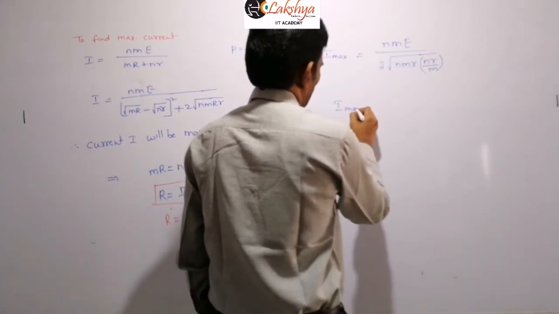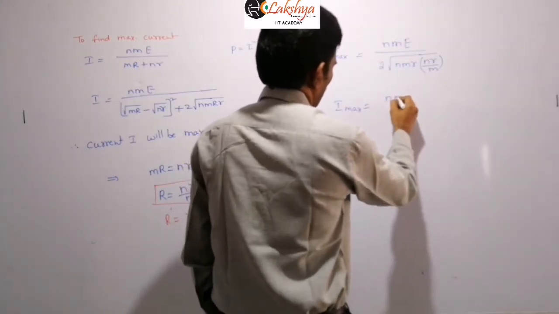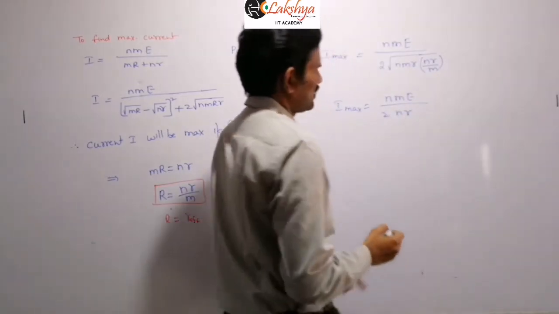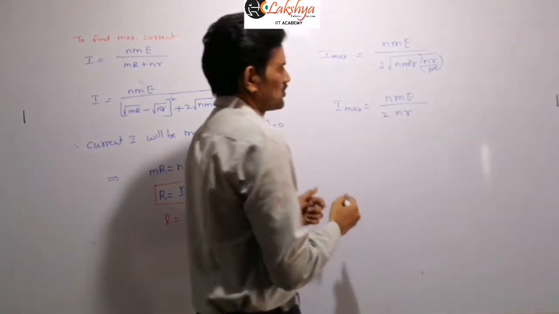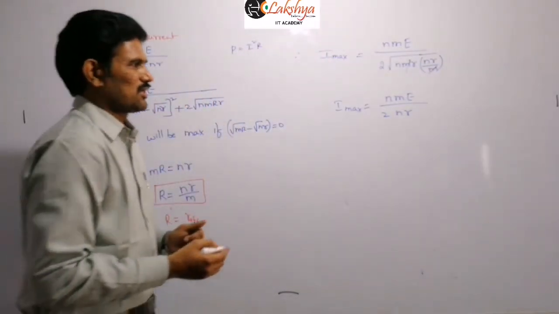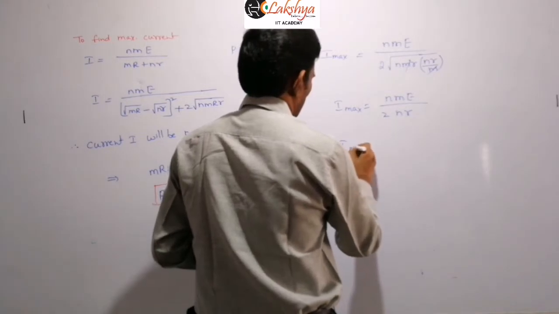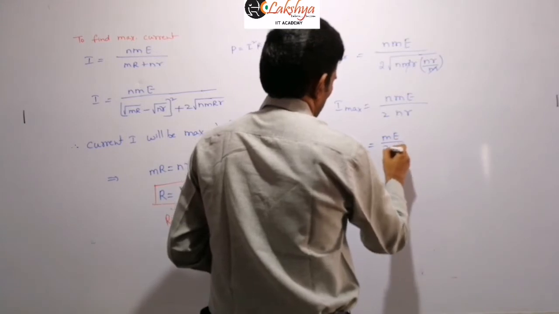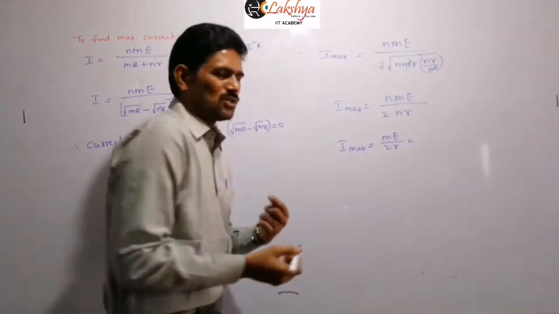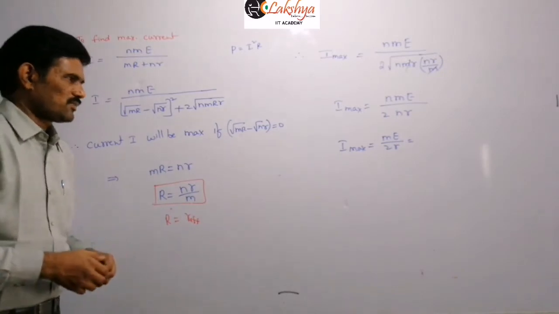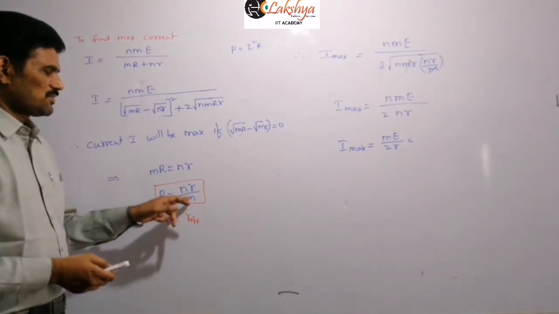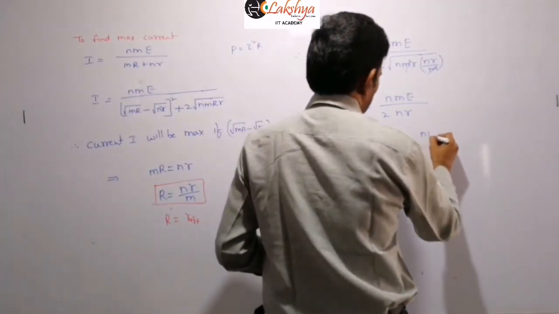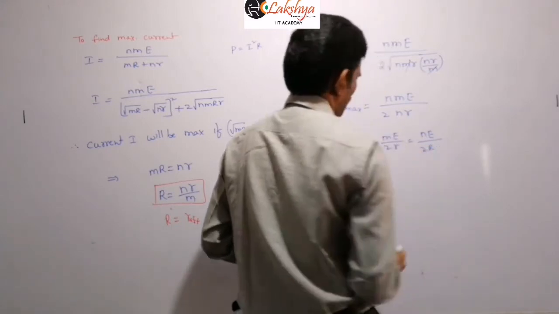Therefore, this I maximum we can write as NE by, and this term is nothing but N into R, right? So this M and M will be cancelled. Then NR whole square you will get, which is nothing but NR. So therefore this maximum current we can write as NE by 2R, or the same thing you can write in terms of small r. In terms of the capital R, we can express this as NE by 2R.